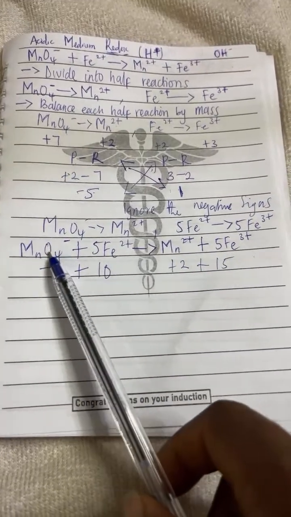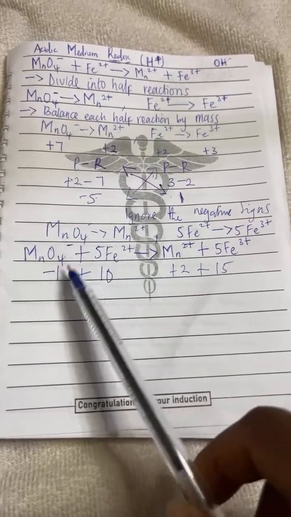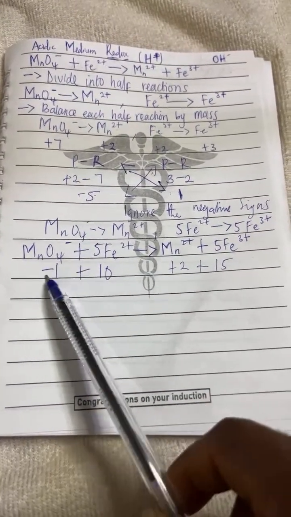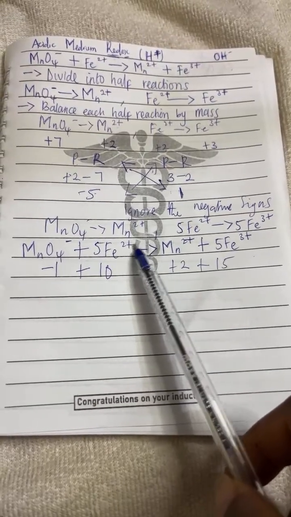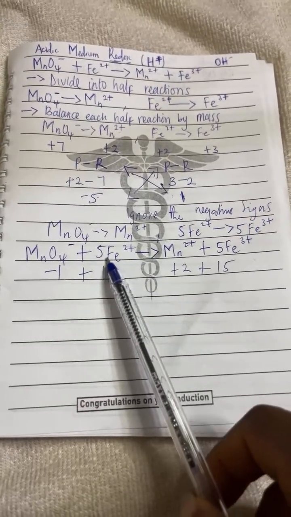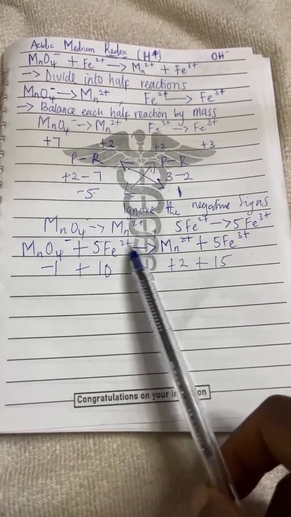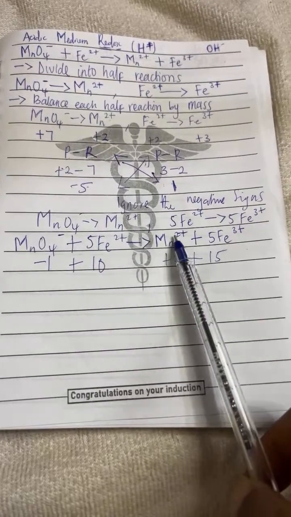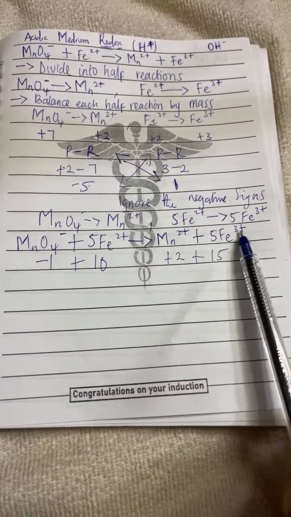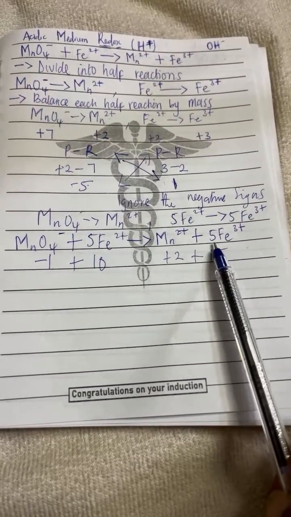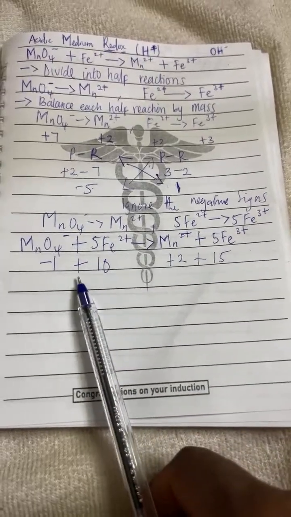So now, the total oxidation number of MnO4 minus is what? -1. The total oxidation number of Fe2 plus is supposed to be 2 plus, but because it's 5 moles, we need to multiply it by 5. So 2 times 5 is 10. That's why I got this. Then this one is Mn2 plus, and this is Fe3 plus. It's supposed to be 3 plus, but because it has 5 moles, it has to be 5 times 3. That's 15.